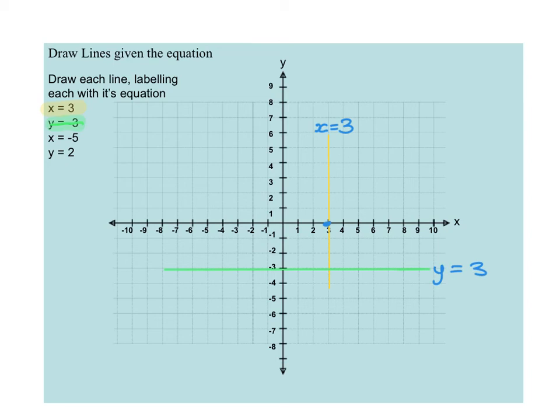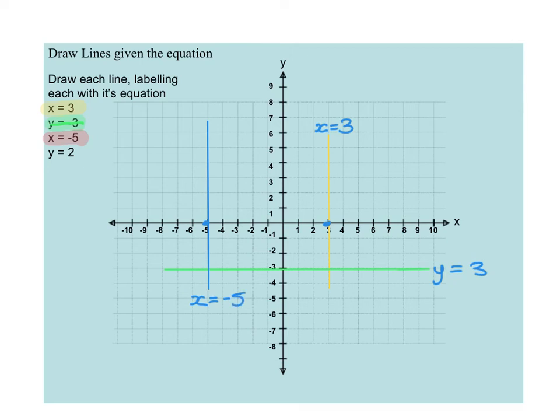Okay, next one. X equals -5. So it's going to cross the x-axis at -5. I've drawn another vertical line in. This one this time is crossing over the x-axis at -5. So this one here, x equals -5. Notice I'm making sure that I label each of my lines.